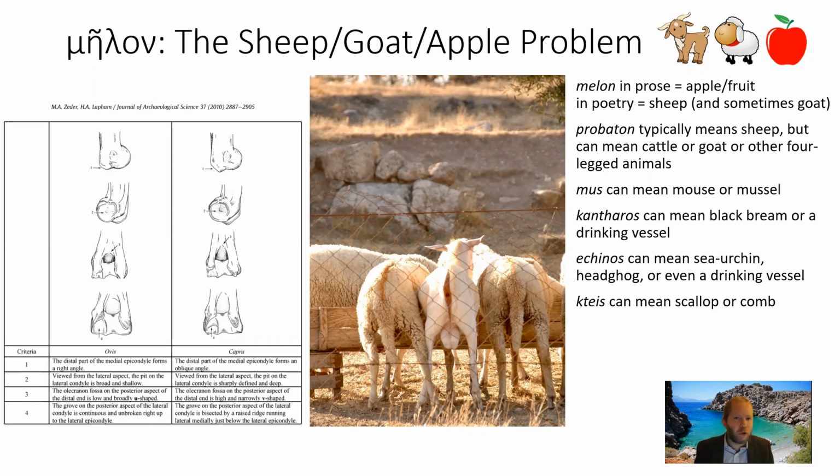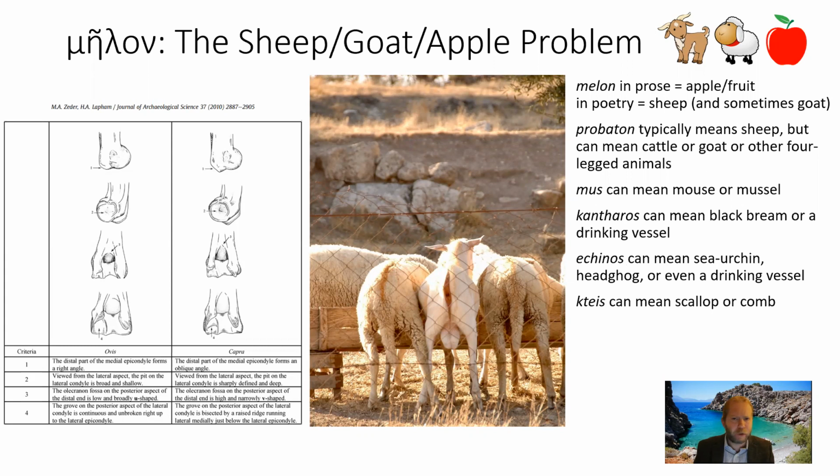But texts are not without their problems as well. For example, melon in epic poetry means sheep most of the time, or sometimes sheep and goats or goats. But in prose, in non-poetic literature, it means apple or fruit. So it's difficult.